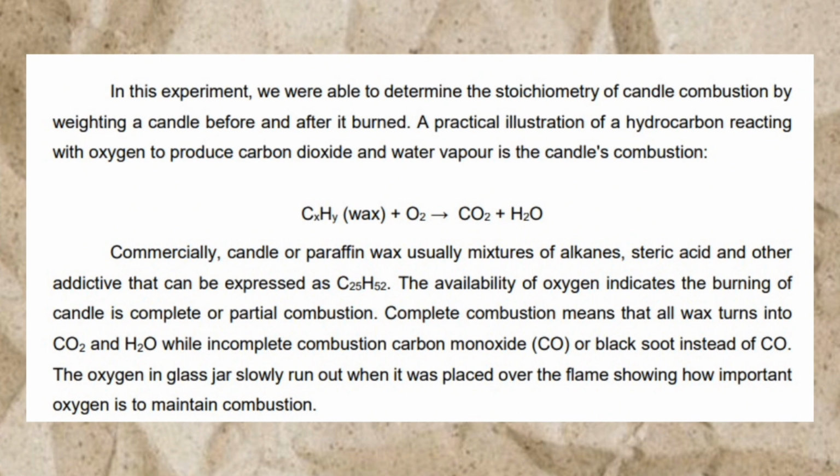The availability of oxygen determines whether the burning of the candle is complete or partial combustion. Complete combustion means that all wax turns into CO2 and H2O, while in incomplete combustion, carbon monoxide or black soot forms instead of CO2. The oxygen in the glass jar slowly runs out when it is placed over the flame, showing how important oxygen is to maintain combustion.